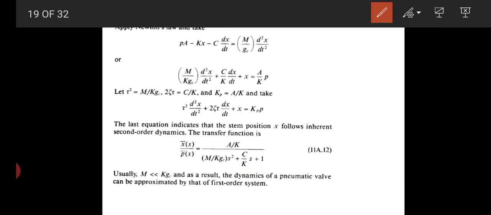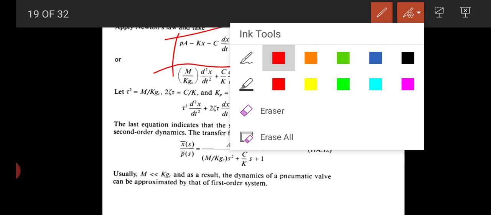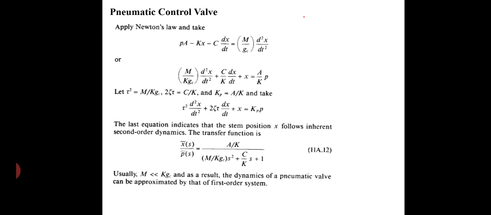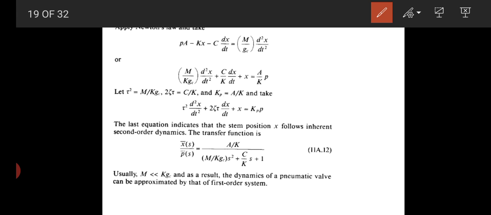So the equation becomes: Pa minus kx minus c into dx by dt is equal to this. It is very easy. Now I hope you understand the equation. Now we are arranging this equation, and we get m by kgc d2x by dt square plus c, taking k as common from the above equation, c by k dx by dt plus x equals a by k into p.